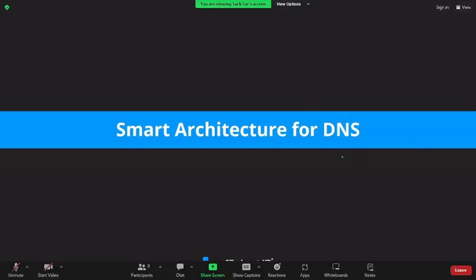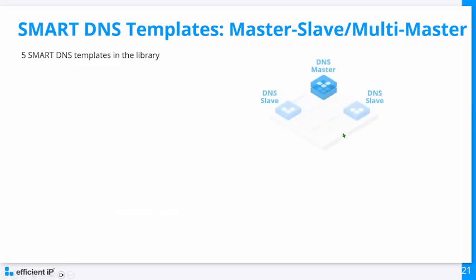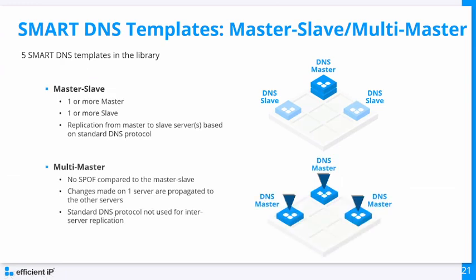Fine. So now, let's look at the smart architecture. In Efficient IP Solid Server, you have five predefined smart architectures for DNS. Right? So here are the five predefined smart architectures. Master-slave. So normally it's very common, right?